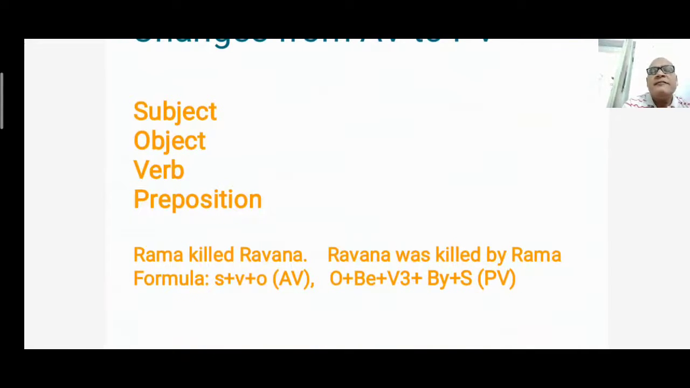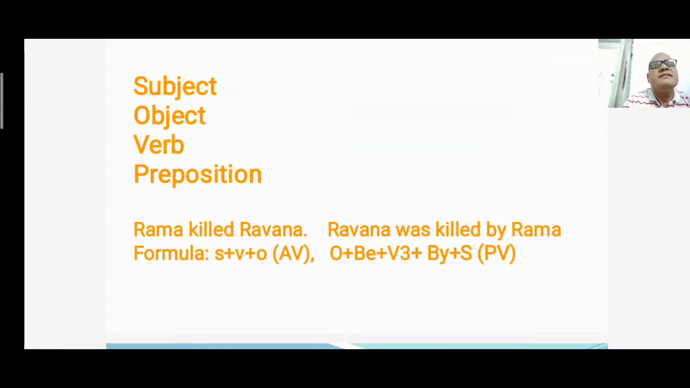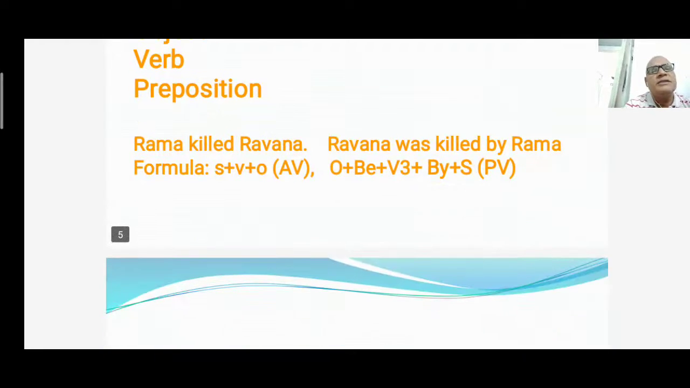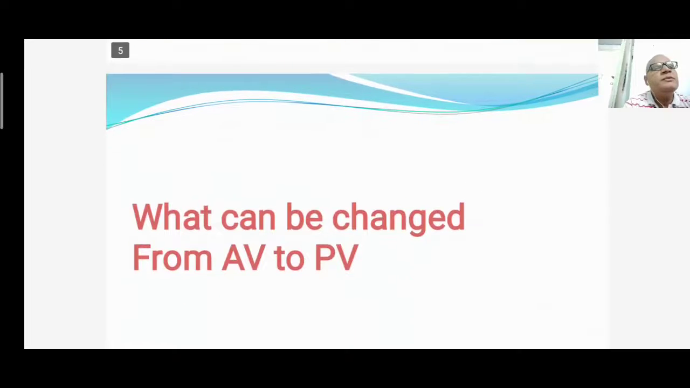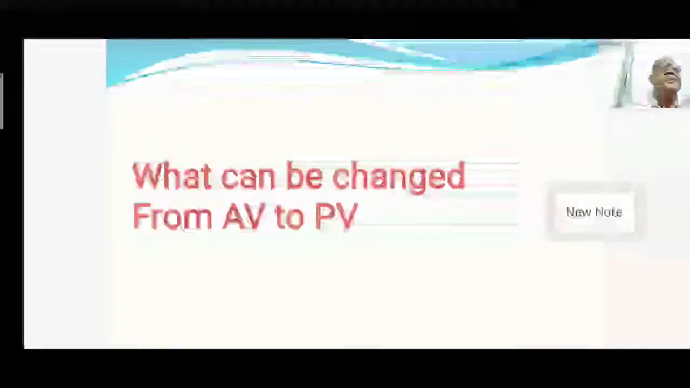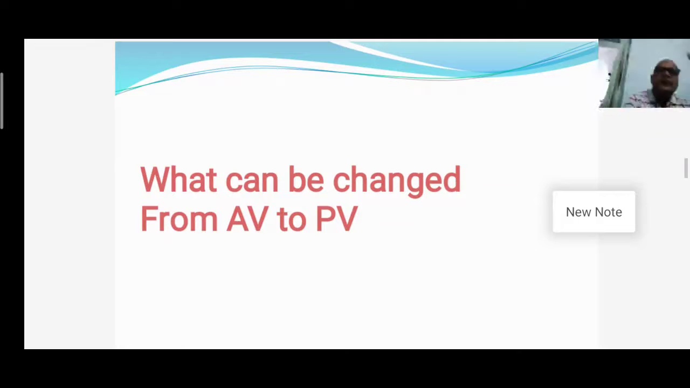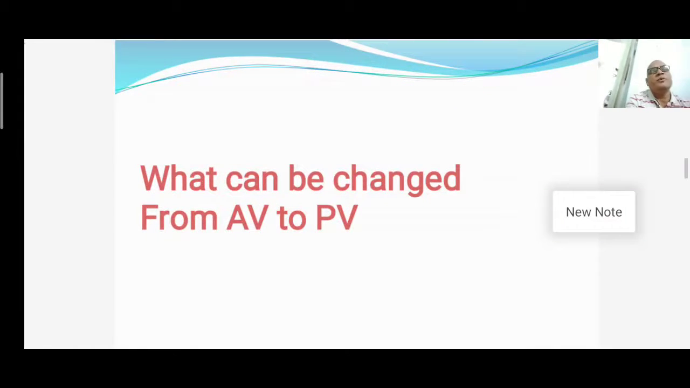The formula for active voice is subject plus verb 2 plus object, or subject plus verb 1 plus object. That's active voice. And when we are converting it into passive voice, the pattern of the sentence is object plus be plus verb 3 plus by plus subject. That's the passive form. So when we come to changing active voice into passive voice, what can be changed?